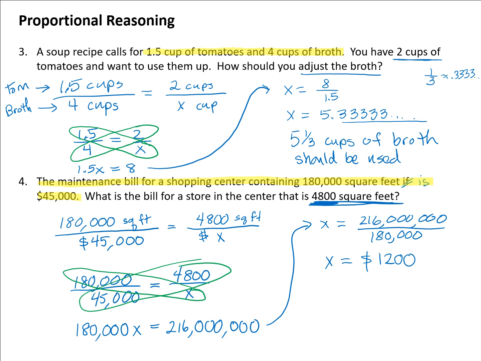So your price for maintenance is going to go down quite a bit. So the price for maintenance was $45,000. It makes sense that it's gone down to $1,200. So $1,200 maintenance bill for the store.